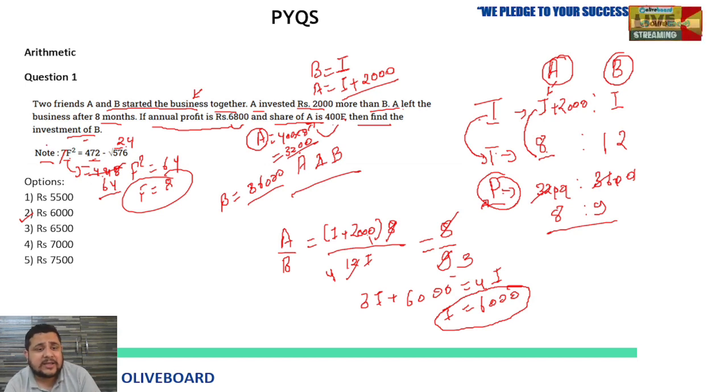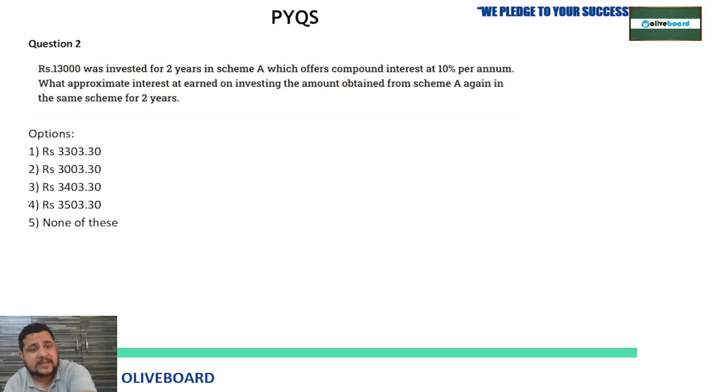They have just made the question lengthier by giving this extra value, right? Due to this only the question becomes lengthier. That's it. Otherwise it was normal. So I hope you understood it very well. So our answer will be how much? Rupees 6000. Let's move on to the next.